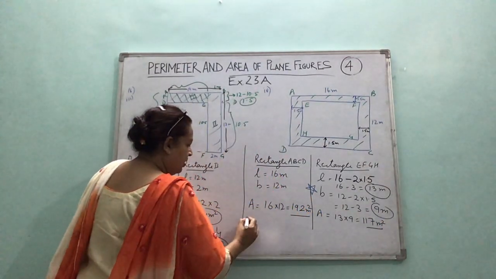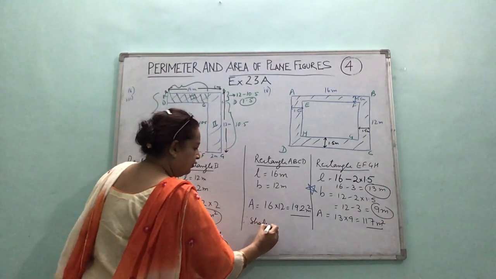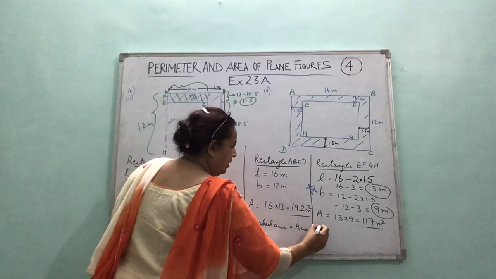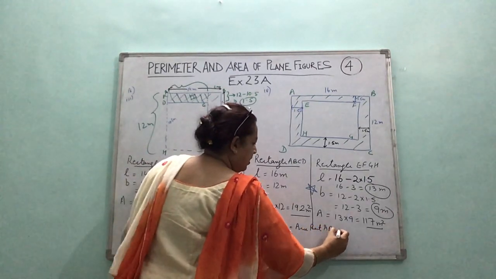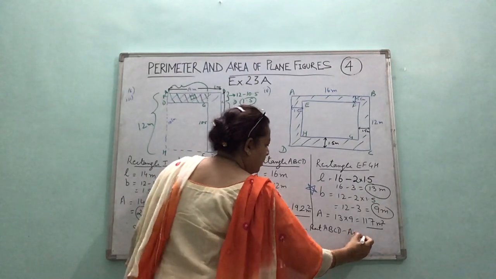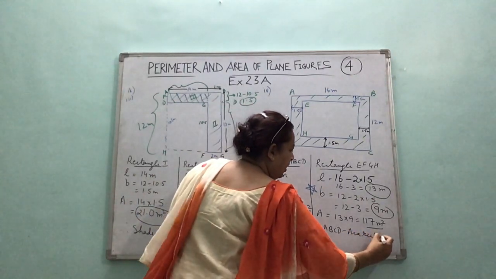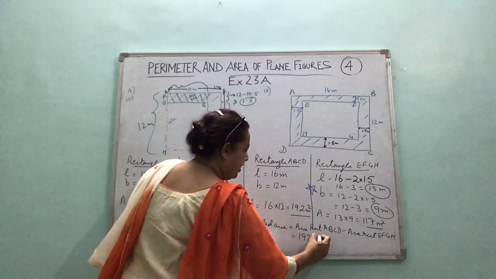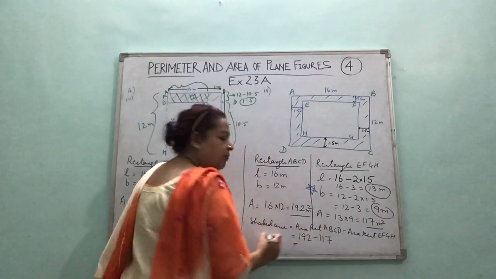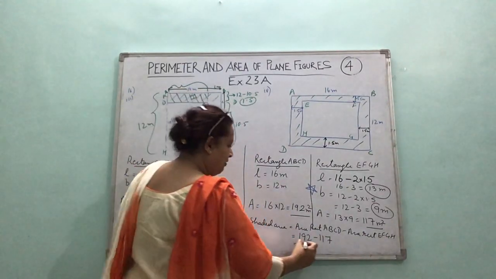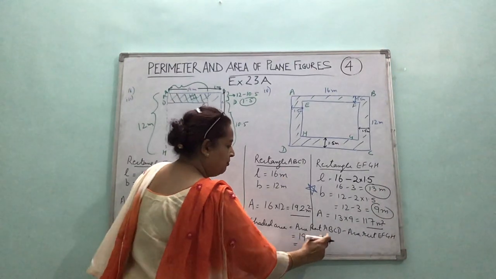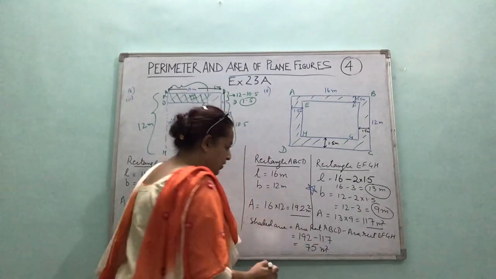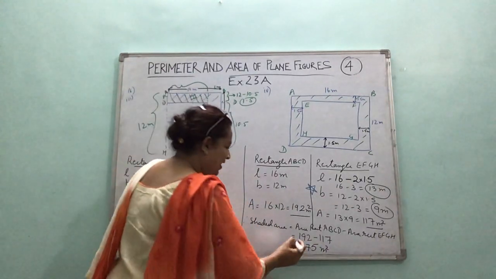Finally, therefore, shaded area is area of rectangle ABCD minus area of rectangle EFGH, which is 192 minus 117. How much? 12 minus 7 is 5, 8 minus 1 is 7, 75. 75 meter square is the shaded area.